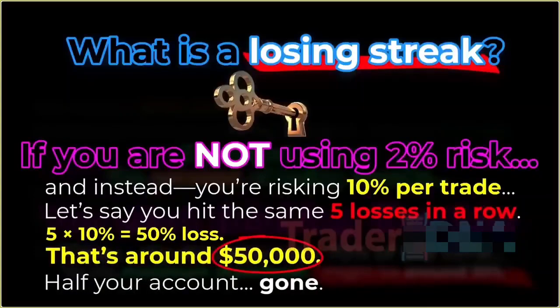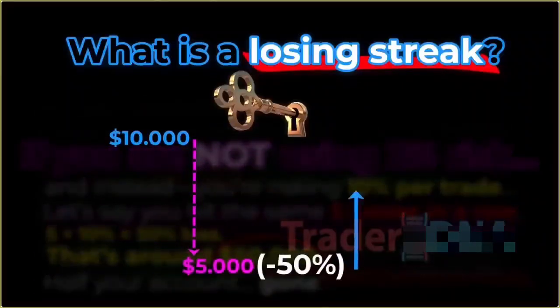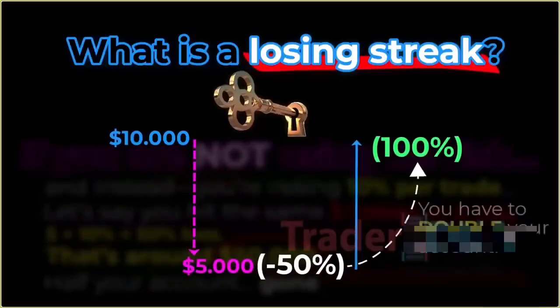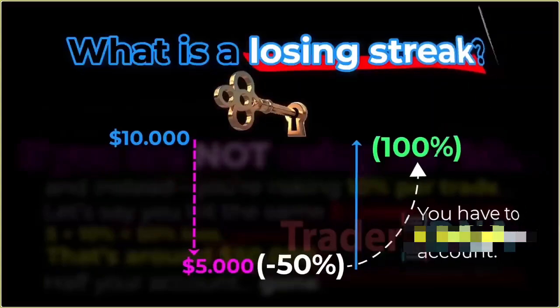Now I need you to really feel this. If your account drops 50%, to get back to where you started, you don't need 50%, you need 100% profit. You have to double your account. And that is extremely hard. This is simple math, but the impact is massive. This is exactly how traders destroy their accounts, not because they don't have a strategy, but because they don't respect this math.